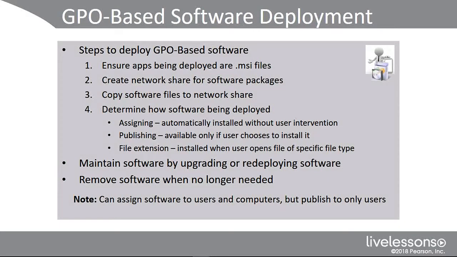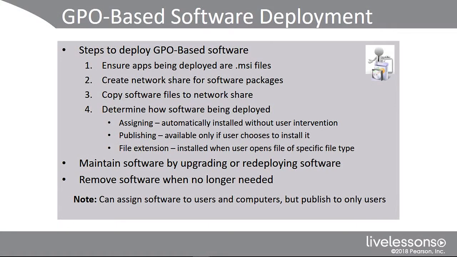And we have 3 flavors of deployment. Assigning, which means it's automatically going to be installed. The user has nothing to do with it. Publishing, which means it's only going to install if the user chooses to install it. And lastly, file extensions, which means I don't have to even assign or publish it. What I'm going to do is wait for a user to click on a specific document type, maybe a .doc file. When they click on that, it's like, oh, dude, sorry, we don't have that software installed. Give me a minute. It'll deploy that software at that point in time.